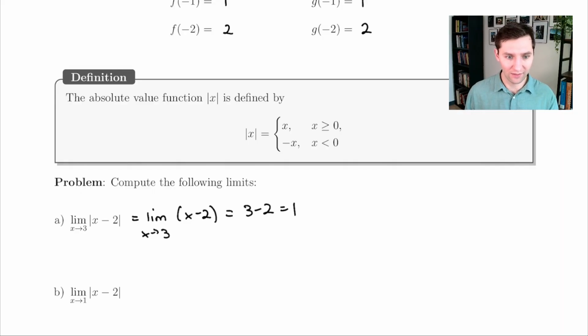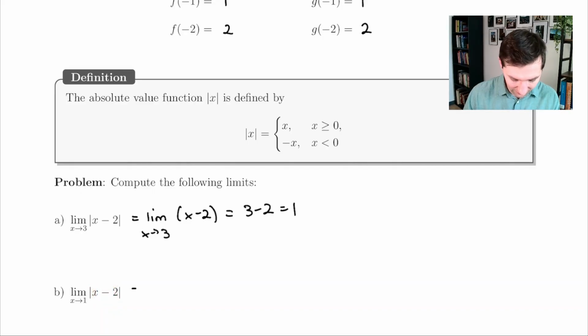Let's try to compute the next limit. Again, the same expression, x minus 2 inside of the absolute value. This time I'm approaching 1. So I'm using numbers such as 0.9 or 1.1. When I plug in 0.9 to the expression inside of the absolute value, I get a negative number. When I plug in 1.1, I also get a negative number. So that means for inputs close to 1, the expression inside of the absolute value is negative.